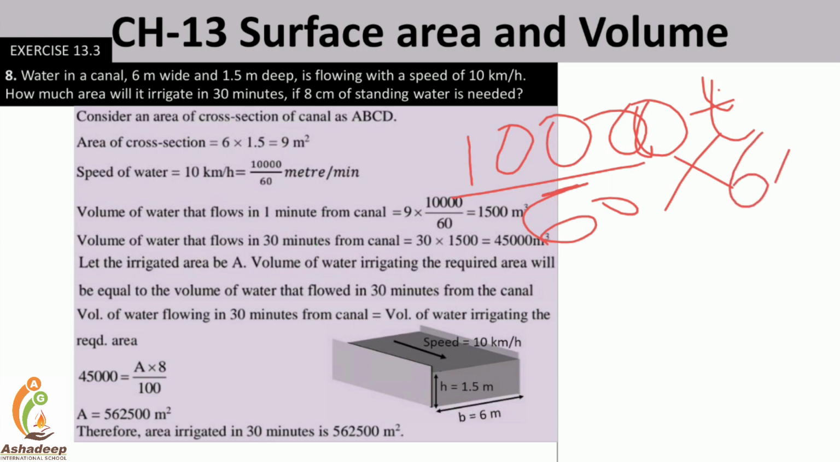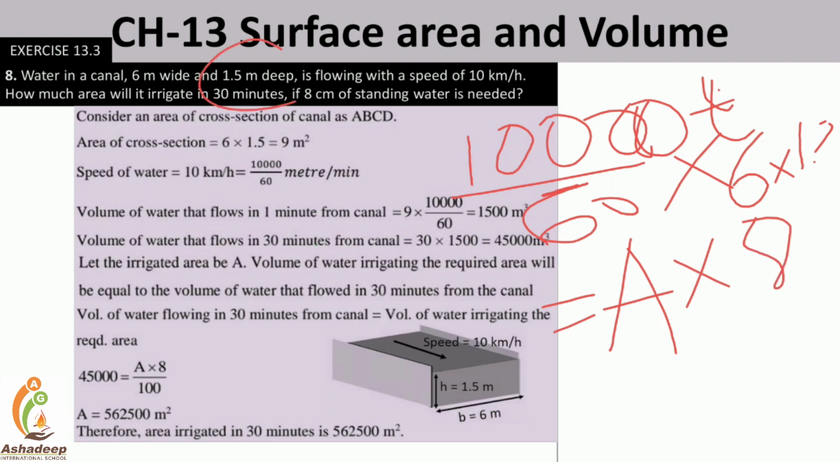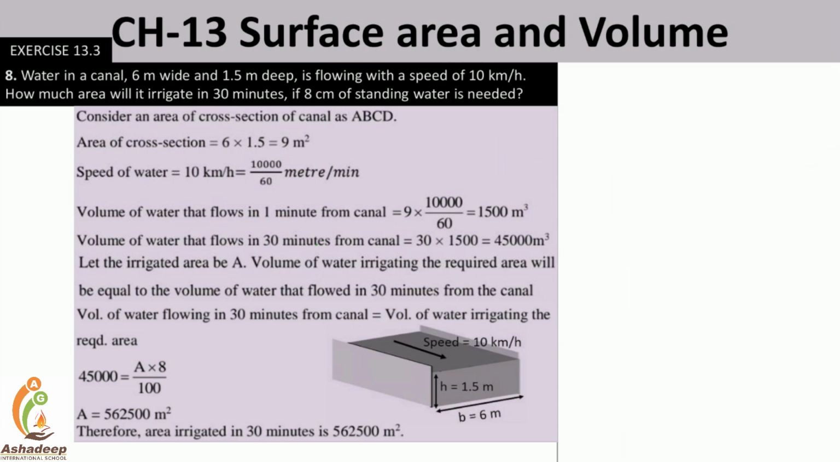6 multiplied by 1.5 is equal to what? It is nothing but the L only. So it is LB, and LB is nothing but the A. So A into 8. But it is 8 centimeters, so we need to convert it into meters.